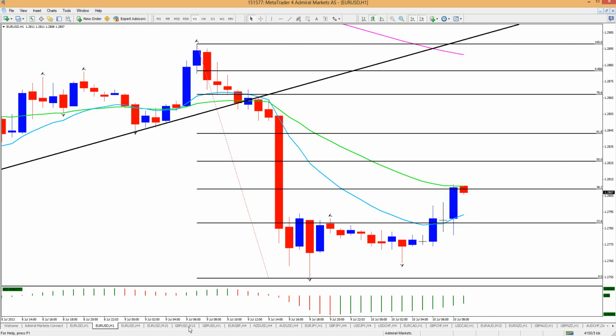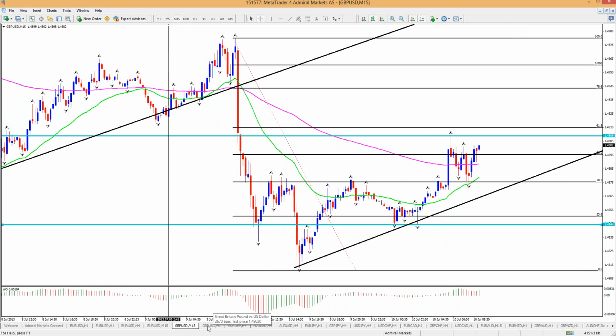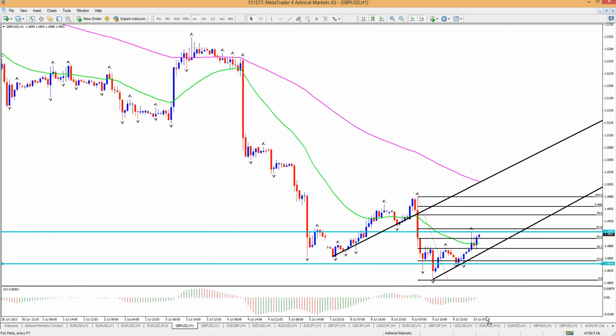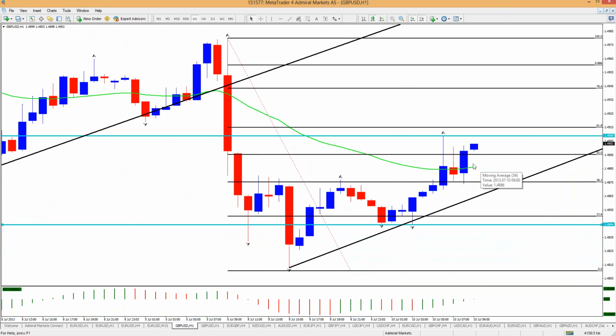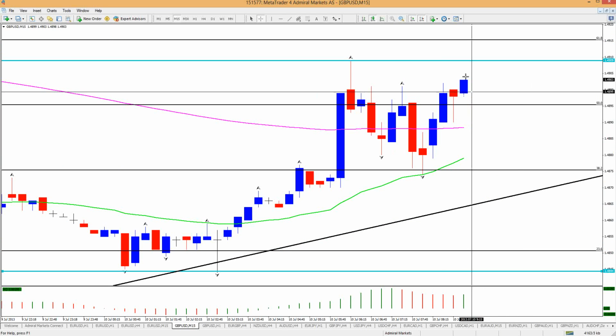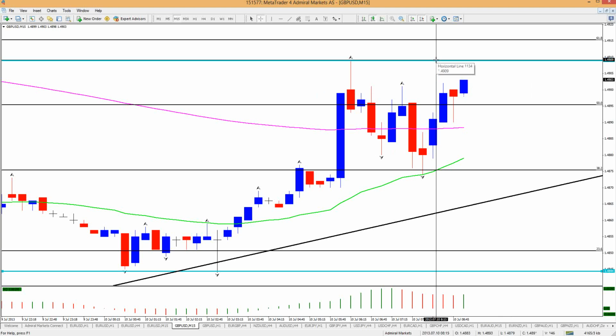That's a mismatch. How's the pound doing? Pound is moving up. Let's take a look at the 1 hour chart. I think we're going to break the high, to be honest, right now. It looks like we're pushing.